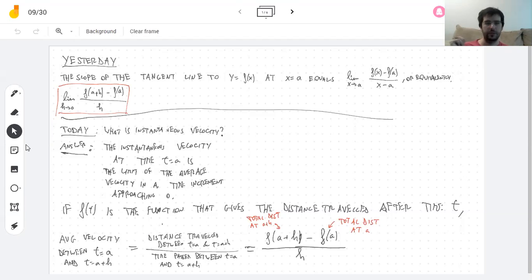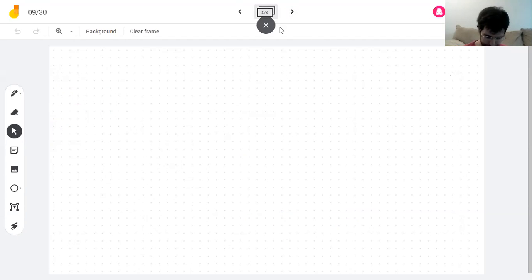Okay, so that's the average velocity, and now I said the instantaneous velocity is the limit of the average velocity. So the answer is just going to be: write this formula and put a limit in front of it.